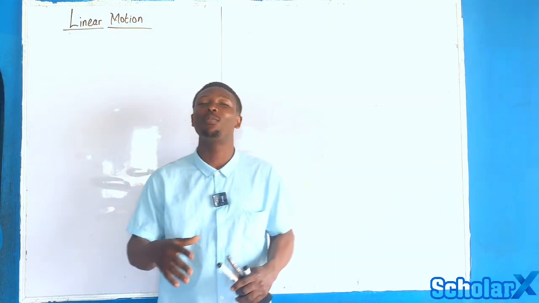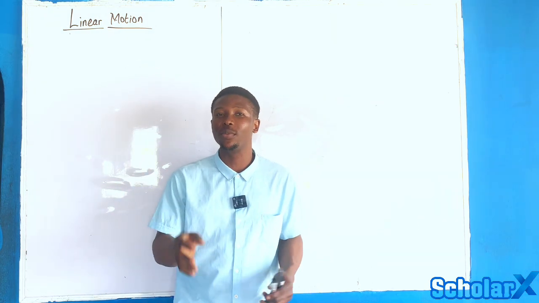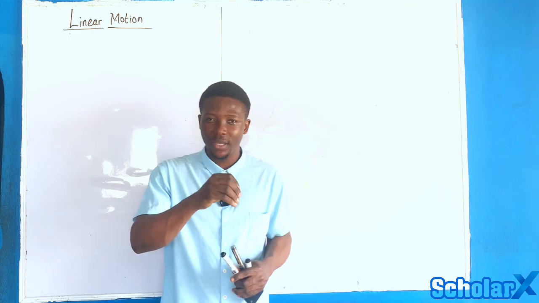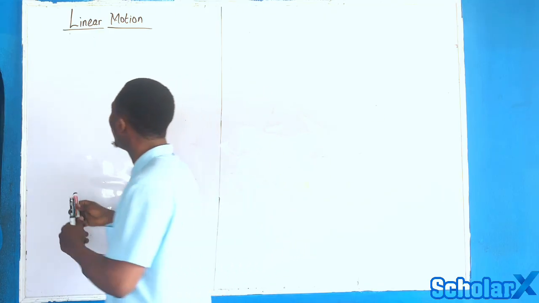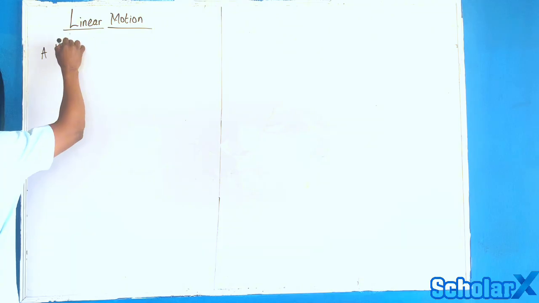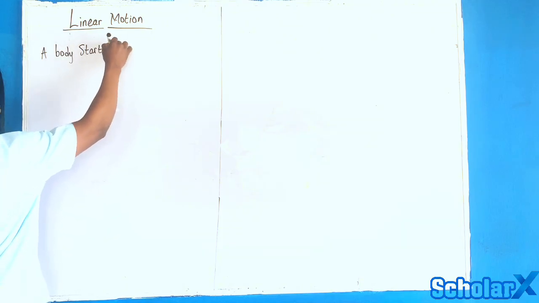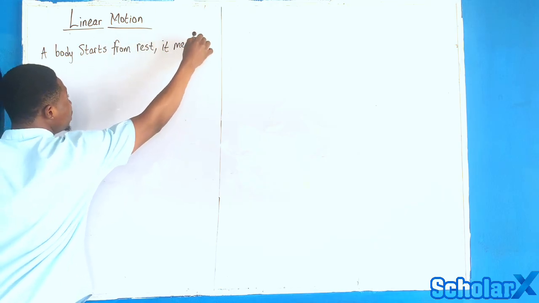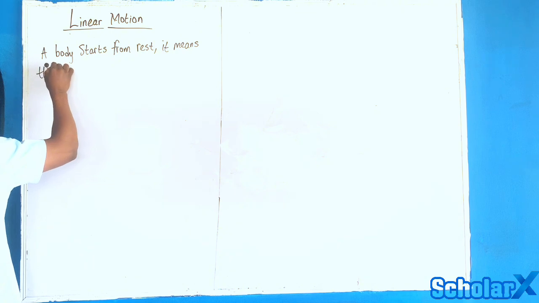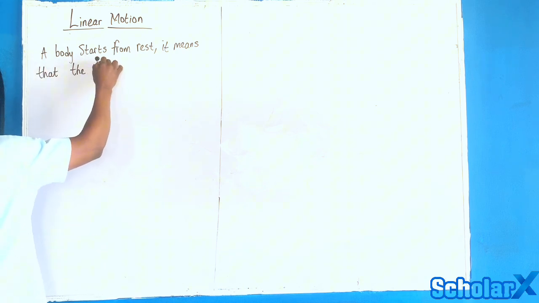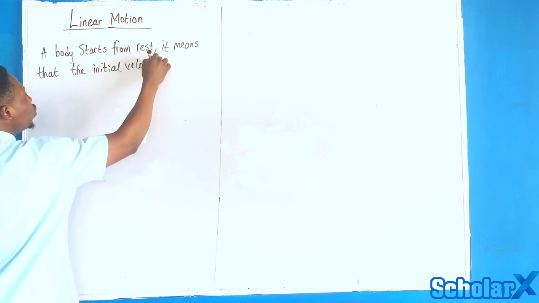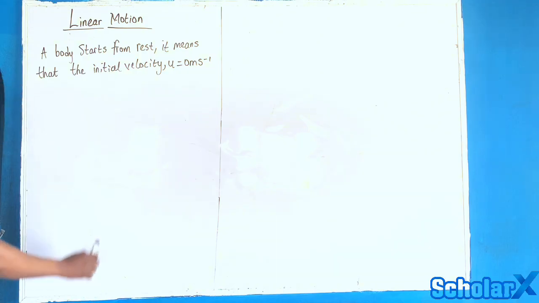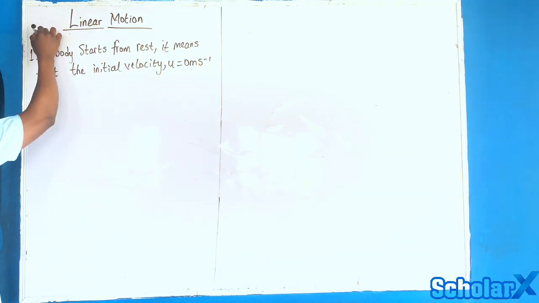Now, before we go ahead to solve more questions or problems on linear motion, I want you to take note of this. When you have a problem that says a body starts from rest, it means that the initial velocity u is equal to 0. So this is the first thing you have to take note of.